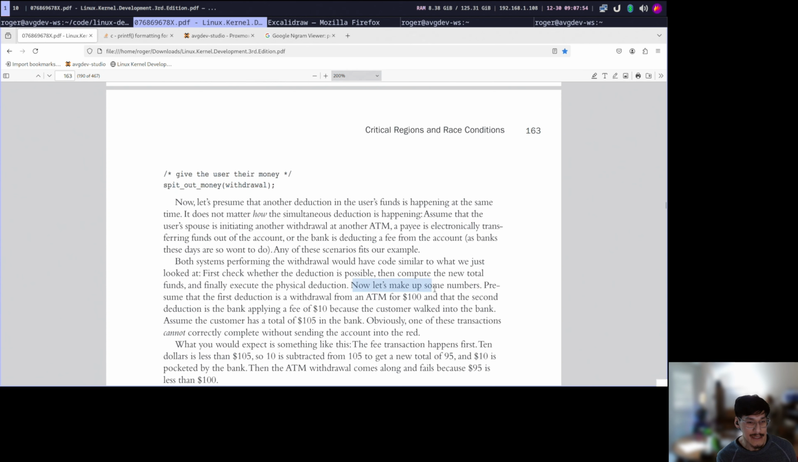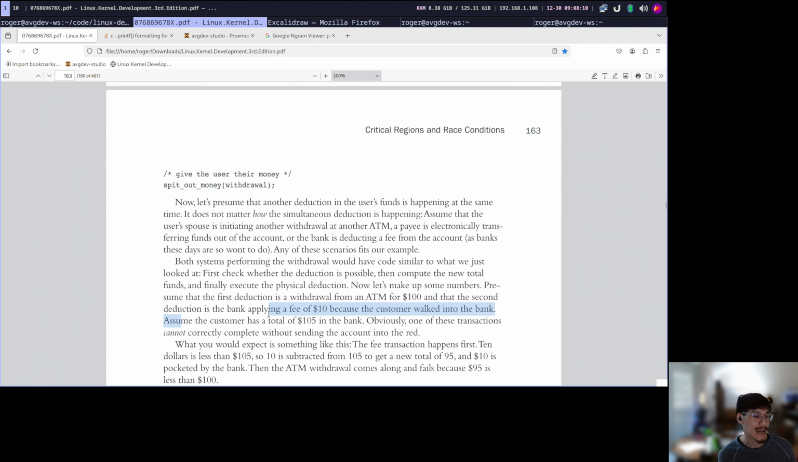So now let's make up some numbers. Presume that the first deduction is a withdrawal from the ATM for $100, and that the second deduction is the bank applying a fee of $10 because the customer walked into the bank.